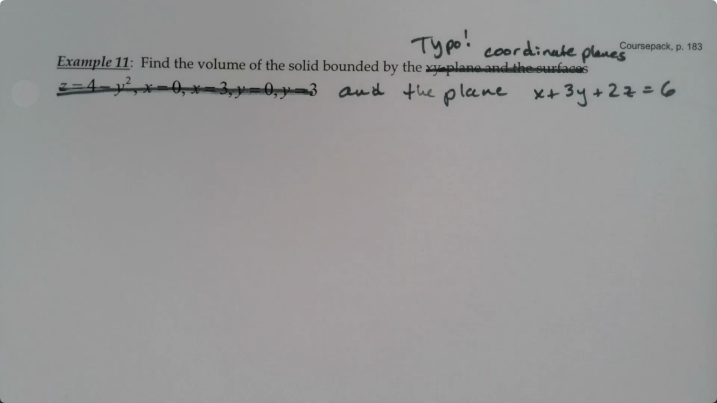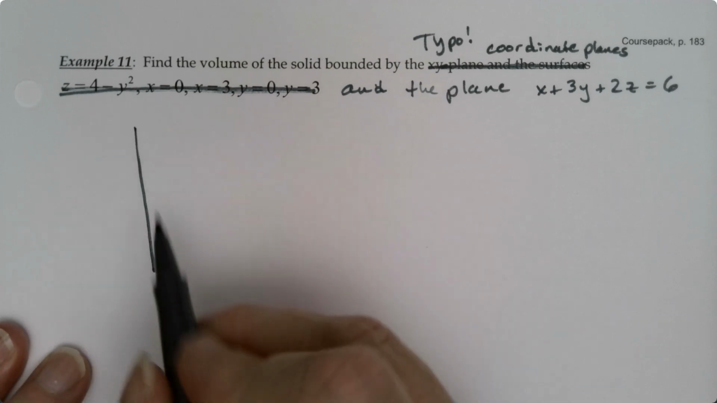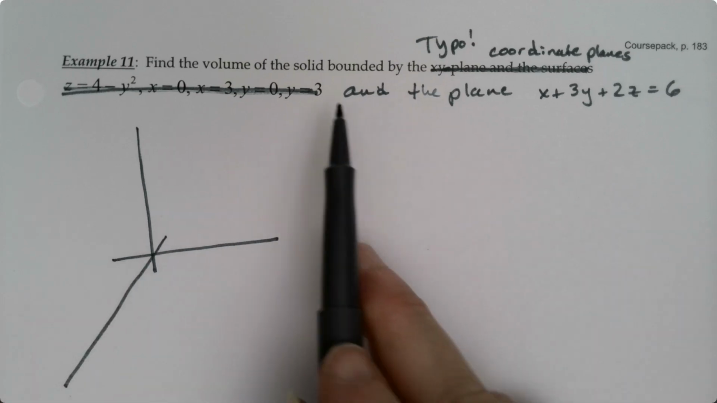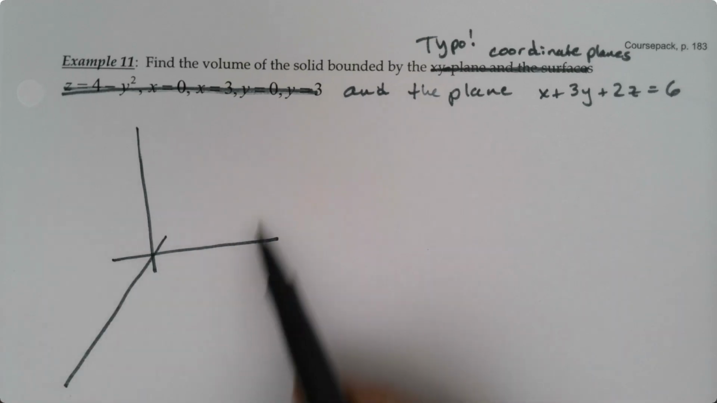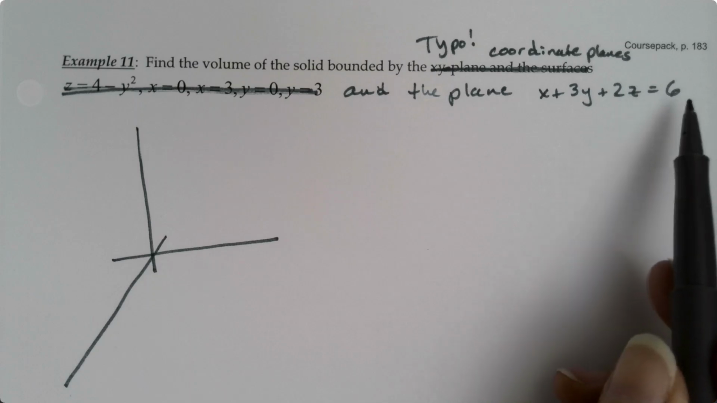Now, example 11 had a bit of a typo in it. It was saying the exact same problem that we already did, and we can't have that. So we are going to instead find the volume of the solid bounded by the coordinate planes and the plane x plus 3y plus 2z equals 6.